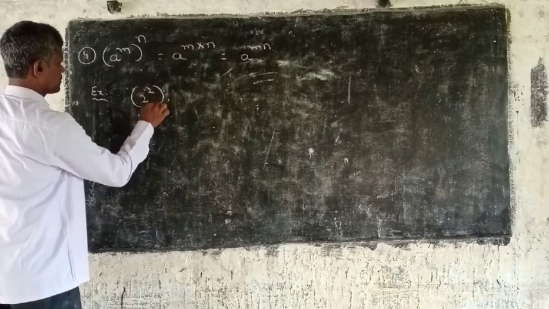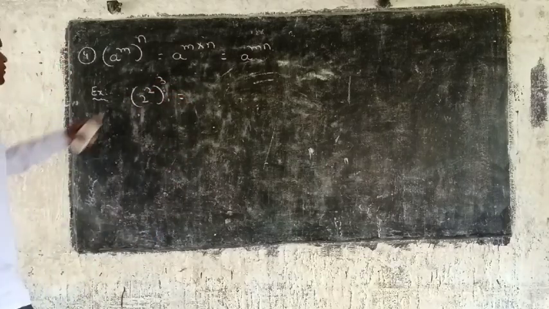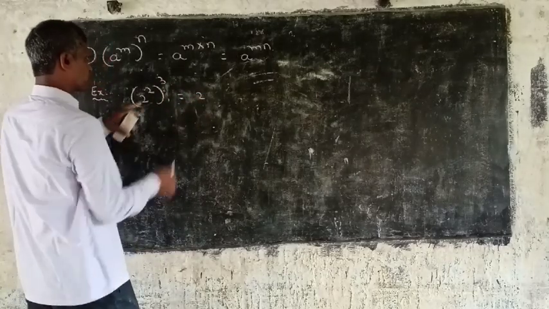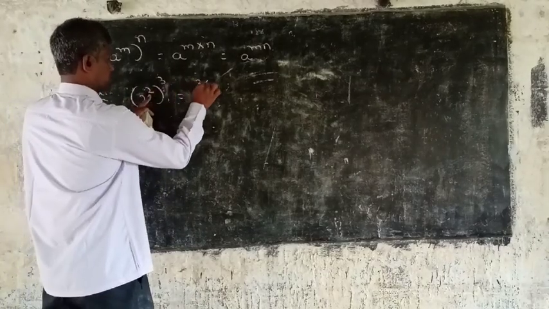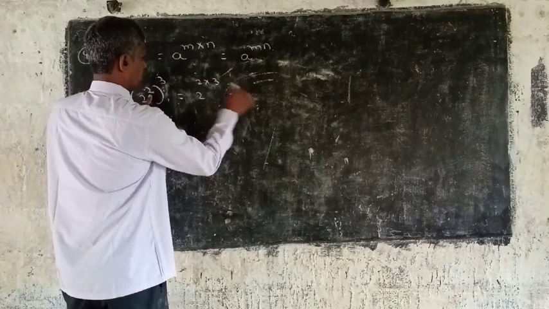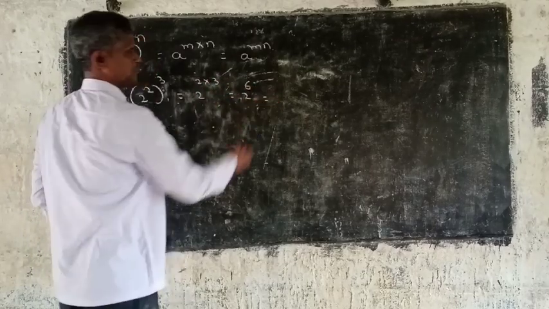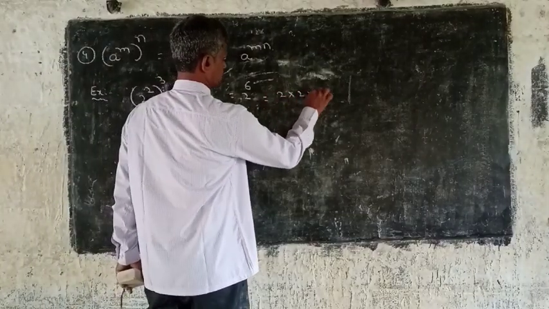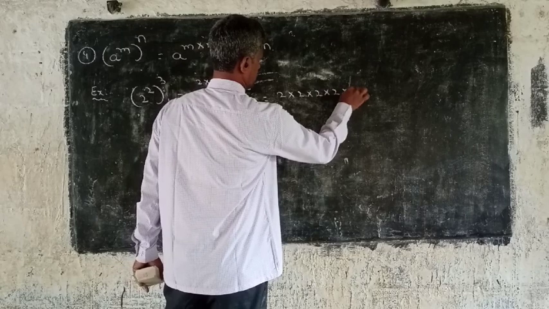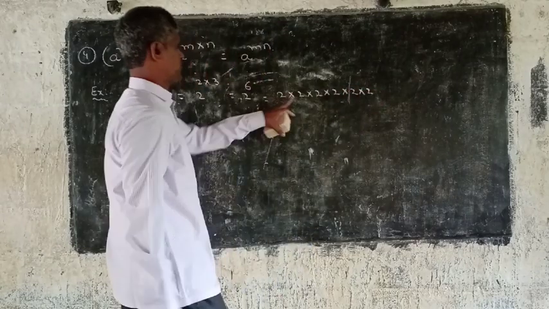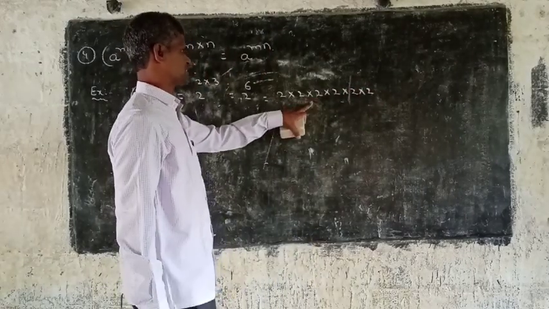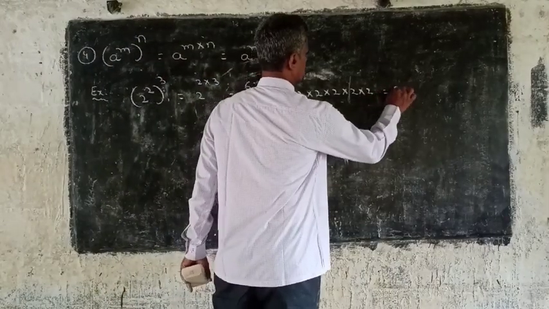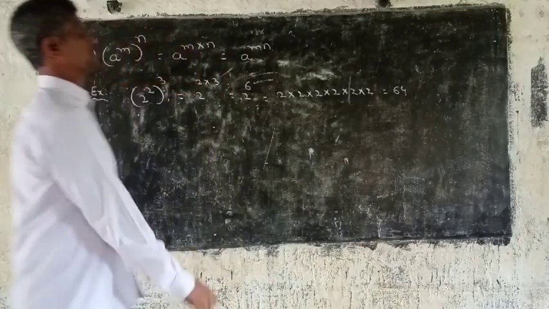2 square whole cube equals 2 power 2 into 3. 2 power 2 threes are 6. 2 power 6 means 2 twos are 4, 4 twos are 8, 8 twos are 16, 16 twos are 32, into 2 equals 64.